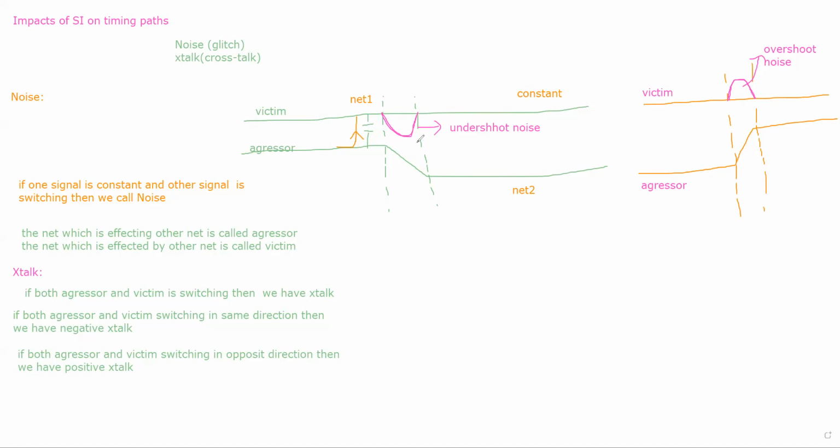Let's say we'll take the same example. You have one signal switching from high to low. You have another signal switching from high to low. You have two signals, net 1 and net 2. Both are switching in the same direction, high to low. Let's say this is the aggressor. This is the victim.